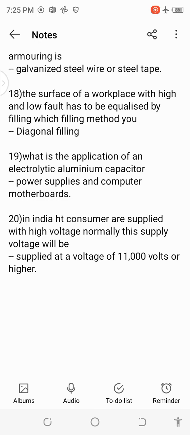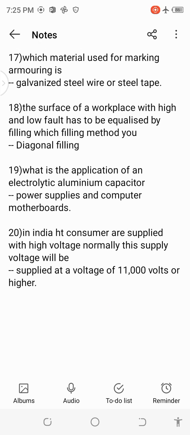20. In India, HT consumers are supplied with high voltage. Normally this supply voltage will be supplied at a voltage of 11,000 volts or higher.